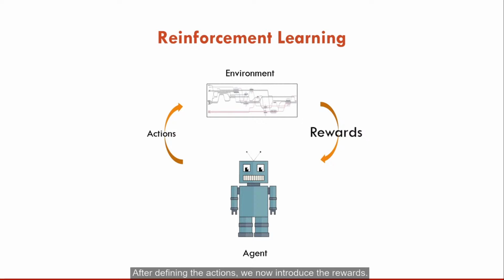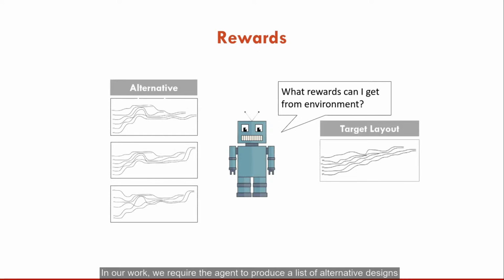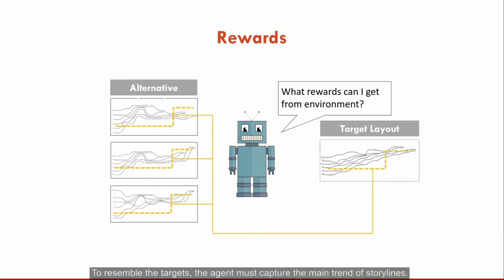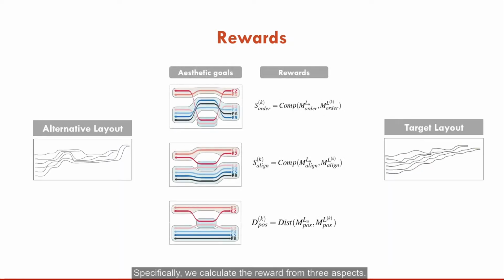After defining the actions, we now introduce the rewards. In our work, we require the agent to produce a list of alternative designs based on the targets. To resemble the targets, the agent must capture the main trend of storylines. Based on this requirement, we define the reward as the similarity between the alternative and the target layouts. Specifically, we calculate the rewards from 3 aspects. For each aesthetic goal, we define 1 similarity measure, and the total reward is the linear combination of the 3 measures.